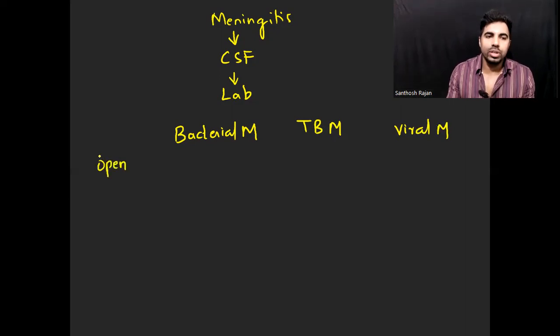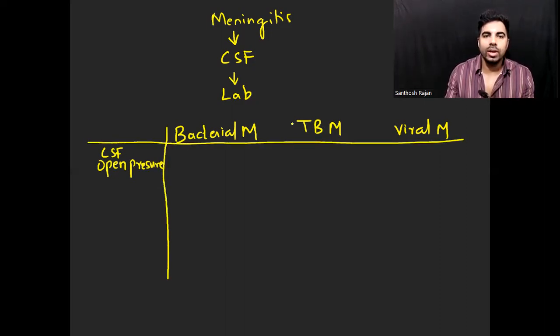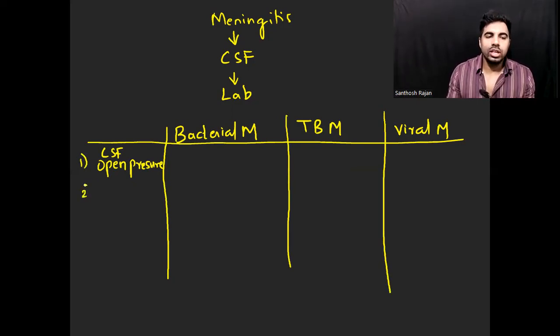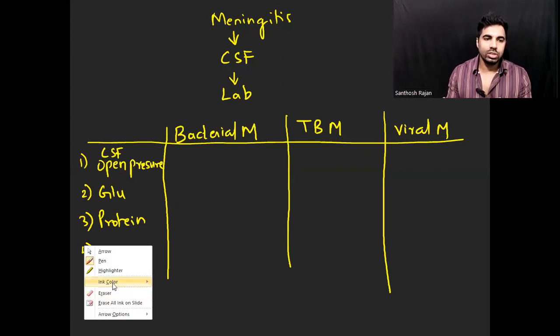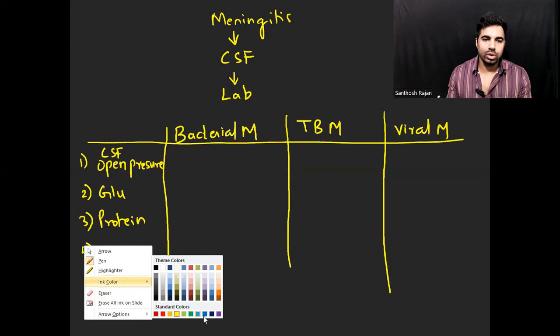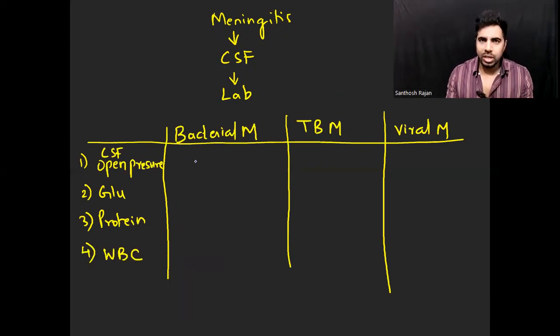One is the opening pressure of the CSF. While you're doing a lumbar puncture and taking the CSF out, what is the pressure at that time? That is important, number one. Number two is your glucose level. Number three is your protein. And then the last one is your WBC. These are the parameters that you have to check.